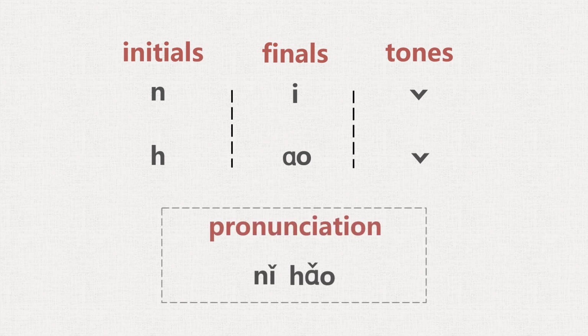Actually, we have another tone. When there's no mark on the final, we call it a neutral tone. We read it quickly and lightly. Initials, finals, and tones. These 3 components combine together to represent the pronunciation of Chinese.